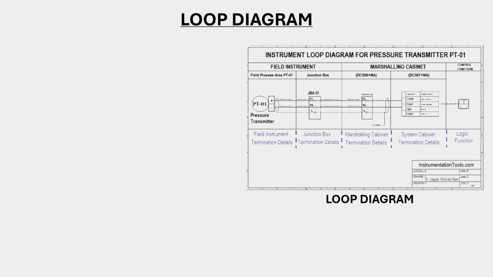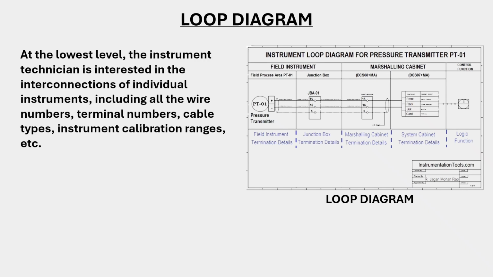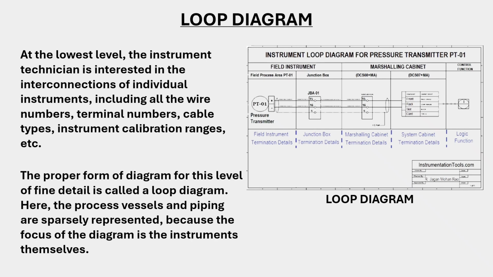The next we have is a loop diagram. When we need more detail, we zoom further in, and that's where loop diagrams come in. A loop diagram focuses on a single instrument loop. Let's say a pressure transmitter connected to a controller and then to a control valve. It shows the wire numbers, the terminal blocks, cable types, and even calibration ranges. This is the document you reach for when troubleshooting or wiring an instrument in the field.